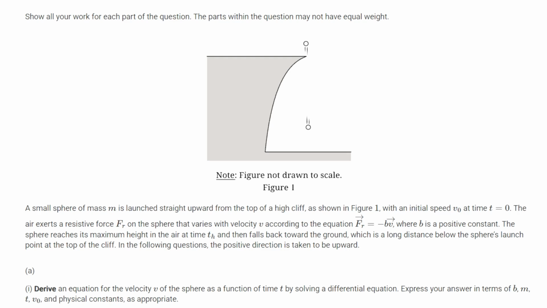The sphere reaches its maximum height in the air at time th and then falls back down towards the ground, which is a long distance below the sphere's launch point at the top of the cliff. In the following questions, the positive direction is taken to be upward. Derive an equation for the velocity v of the sphere as a function of time t by solving a differential equation. Express your answer in terms of b, m, t, v0, and physical constants as appropriate.